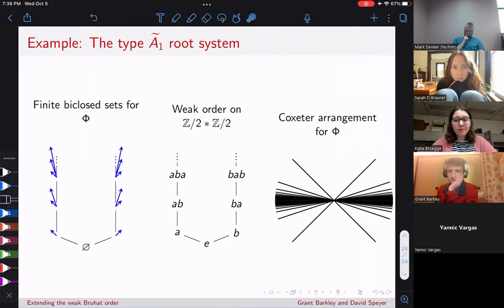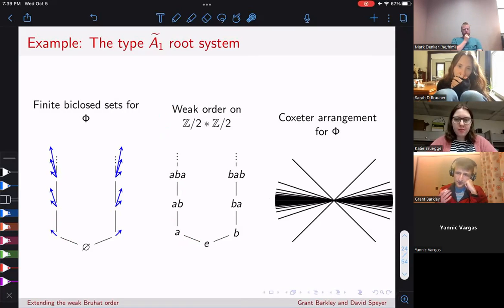So let's look at the weak order for this thing. We have a couple of ways of describing this. We can either use inversion sets, and then we get this picture. Or we can look at finite biclosed sets, which turn out to actually be inversion sets by that theorem of Matthew Dyer, in which case we get this picture, which is, I think, a lot more clear geometrically.